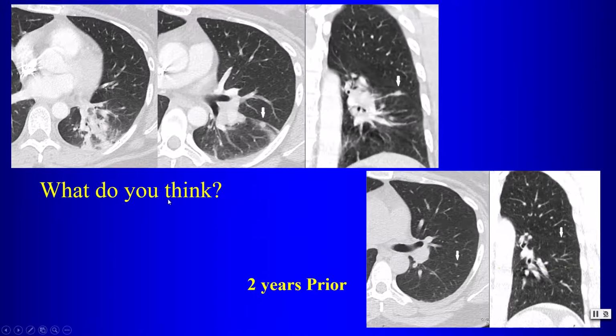So let's discuss this case. Here we have a nodule on the current CT scan, and we notice that 2 years prior, this nodule was quite small. There it is, right along the major fissure. So what do we think? Is this a malignancy or is this something else?